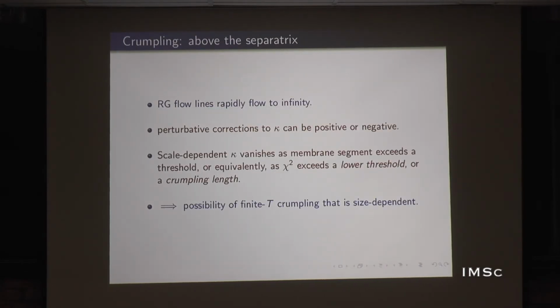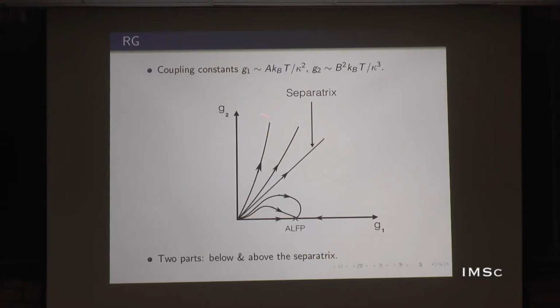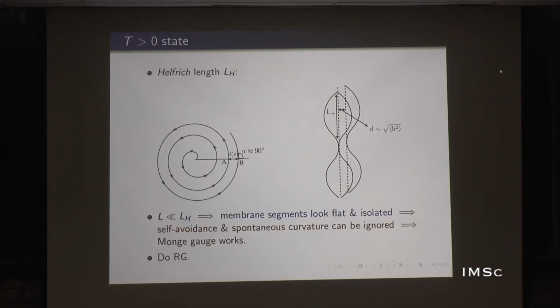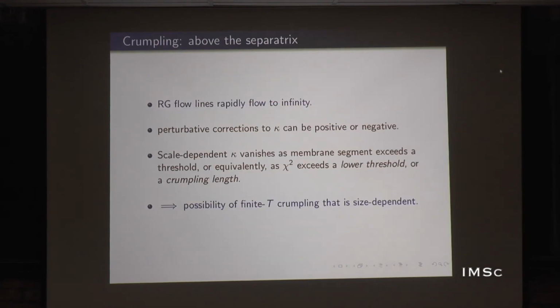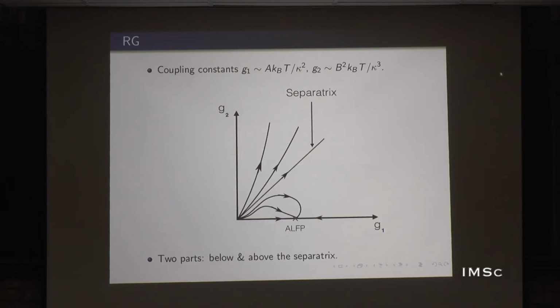So the crumpling: if you are above the separatrix, that is, if you are on this side, then what is your fate? The RG flow lines rapidly flow to infinity. So they all go to infinity.